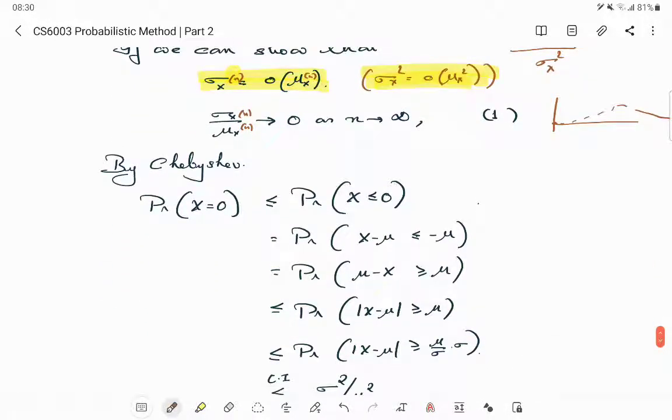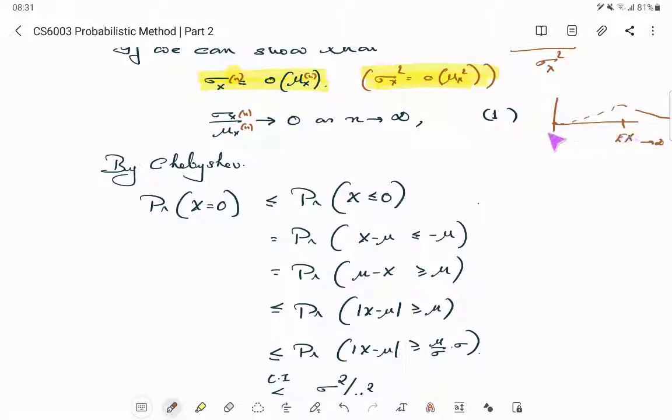Chebyshev will come here. So first I'm just massaging this event. We have seen this once before, so it's repetitive if you already remember it. The probability that x is equal to 0 is at most the probability that x is less than or equal to 0. So this is your E of x here. Remember, E of x tends to infinity, but for any finite n, E of x is finite.